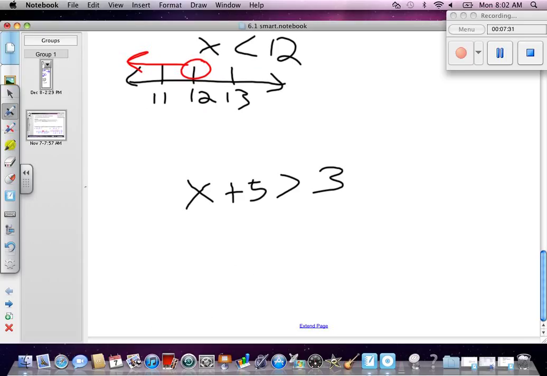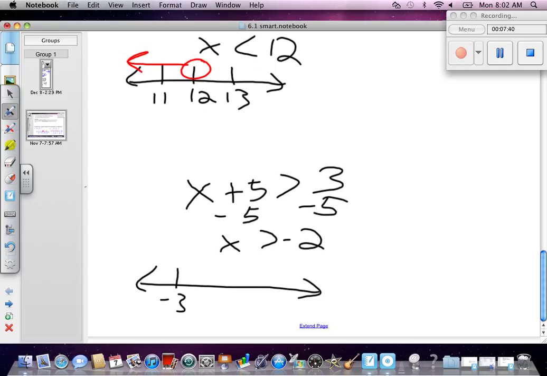Good, I see a lot of good answers. I saw almost everybody do minus 5, and we get x is greater than negative 2. And then people drew their number line. Got negative 3, negative 2, negative 1, maybe a 0 in there just to make sure. Everybody I looked at had an open circle, and x is greater than negative 2.